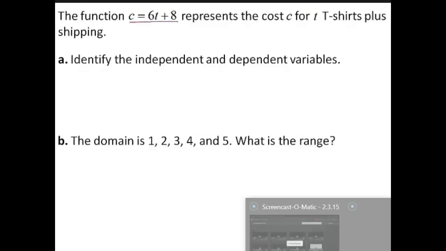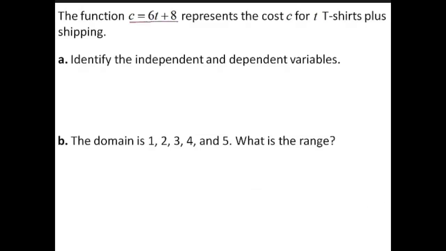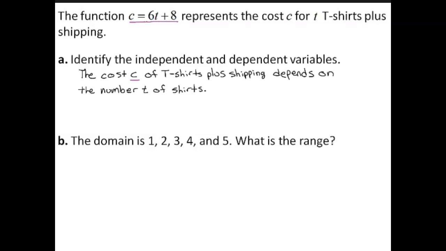The function c = 6t + 8 represents the cost c for t t-shirts plus shipping. Part A. Identify the independent and dependent variables. The cost c of t-shirts plus shipping depends on the number t of shirts. So the independent variable is t and the dependent variable is c. Part B. The domain is 1, 2, 3, 4, and 5.